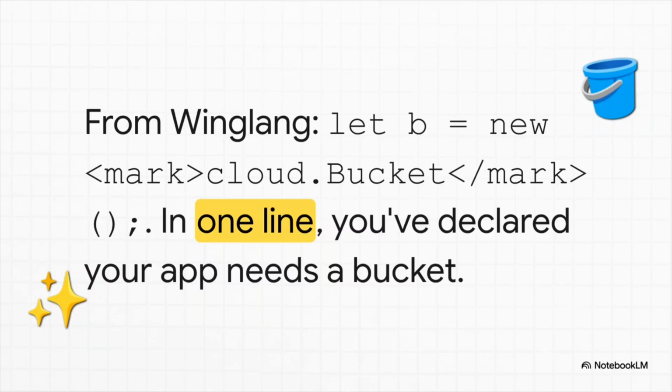I mean, look at this line. It seems so simple, right? It looks like you're just creating a normal object. But that little cloud.bucket part is special. With just that one line, you've declared that your application needs a cloud storage bucket.